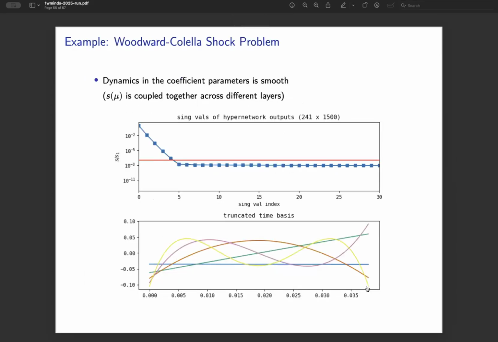And let me show you an example. If I could switch to another window.